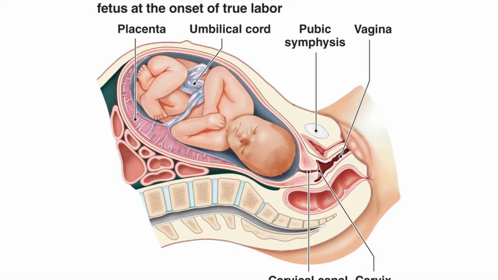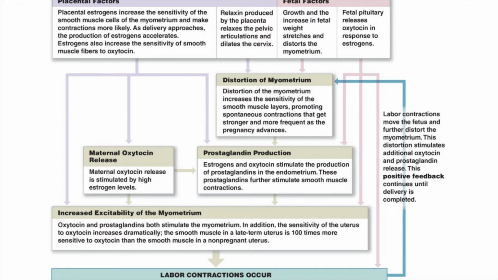Alright, next we're going to talk about labor. Several factors initiate and accelerate the process of labor. The mother's sick of the baby being in there, and the baby's probably sick of being in there as well. But this is how it works. Placental estrogens, so there's placental factors and fetal factors. The placental factors are from the mother, the fetal factors are from the fetus.